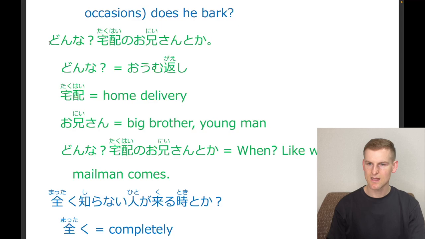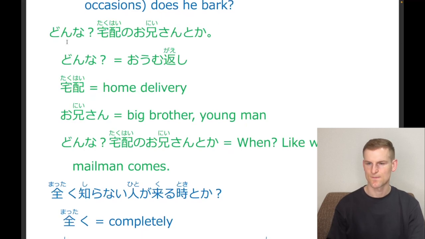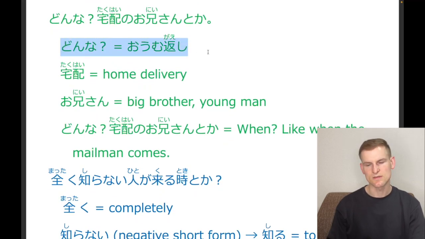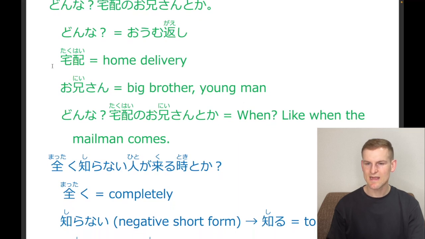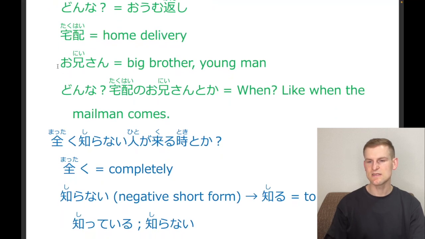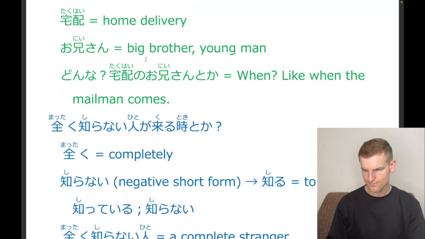Okay, どんな? 宅配のお兄さんとか. Once again, we have おうむ返し. どんな? He's kind of thinking out loud. He could say どんな時, but he just went with どんな. 宅配, home delivery. 宅配のお兄さん. So お兄さん is big brother, but it can also be used to refer to a young man whose name you don't know.